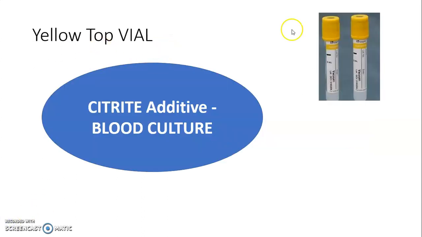Another is the yellow top vial. It contains a citrate additive and it is used for blood culture. That is all about the anticoagulants and vacutainers. Thank you very much.